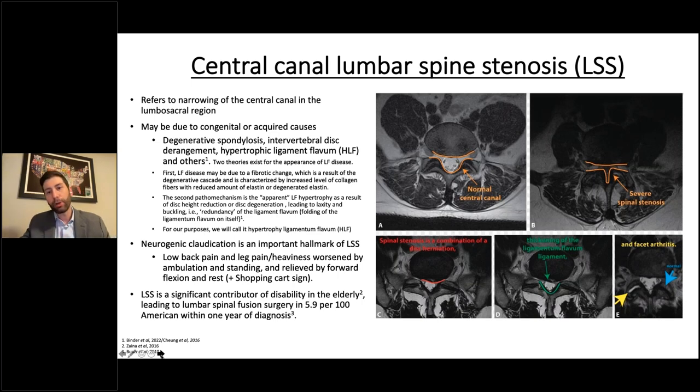Here we have a brief overview of some diagnostic findings or imaging findings of the MRI of central canal stenosis, including facet arthritis, thickening of the ligamentum flavum, and combined with disc herniation, for your refreshment based on the previous lectures.